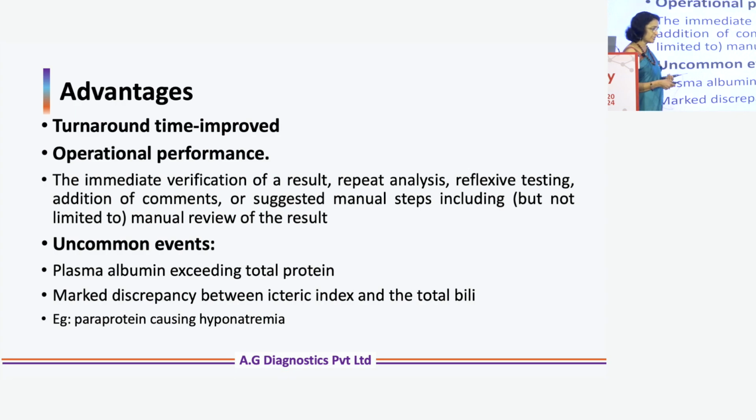So what are the advantages? One is obviously the turnaround time is improved. The operational performance improves. That is the immediate verification of a result, repeat analysis, reflexive testing, addition of comments, or suggested manual steps, including manual review of the result. Some uncommon events may be picked up, like plasma albumin exceeding total protein, or a marked discrepancy between the icteric index and the total bilirubin.